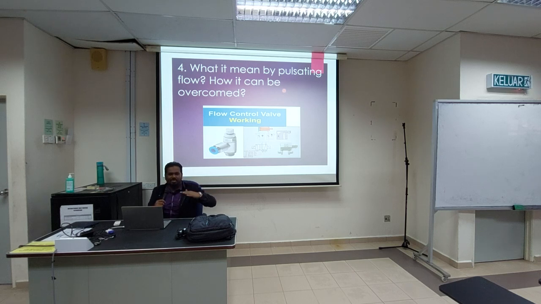So when you have a pulsating flow, so what will happen? It will damage the system in the long run. Maybe waktu tu dia still boleh fungsi, tapi over time, maybe over 1 year, so sistem tu akan rosak. So pulsating flow we need to avoid. So macam mana kita boleh avoid?